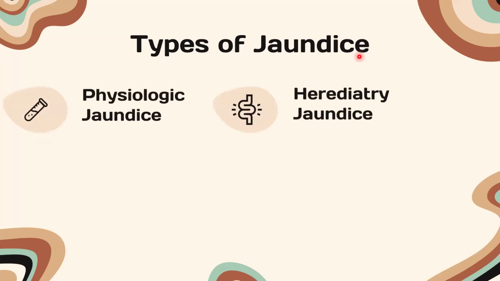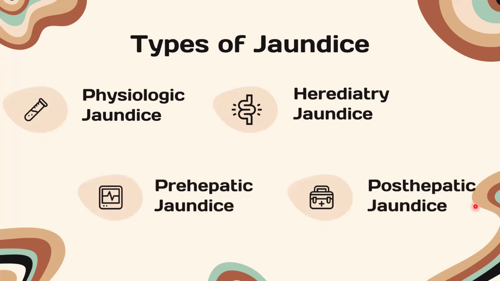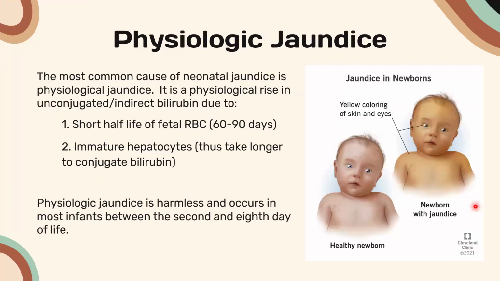The types that we're going to be discussing are physiologic, congenital jaundice, prehepatic and posthepatic jaundice. So, physiologic jaundice is actually the most common cause of neonatal jaundice. And it's basically a physiological rise in unconjugated bilirubin because of mainly two things. The first is that the fetus, or the infant, has a very short lifespan of the red blood cells, around 60 to 90 days. In an adult, the red blood cell lifespan is around 120 days.